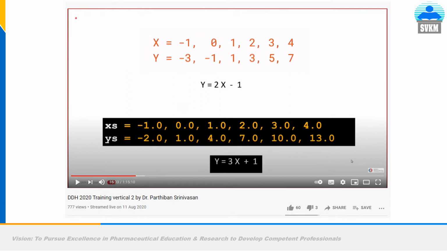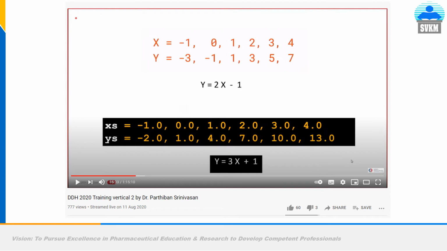So what AI, what machine learning does basically, this picture I have taken a screenshot from a webinar which was given by Dr. Parthiban Srinivasan. I was watching this video and I just took this screenshot. I am thankful to the organizer of Drug Discovery Hackathon 2020 and to the PPT of this doctor. I am thankful to him.